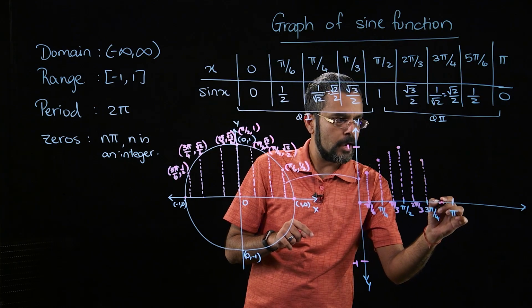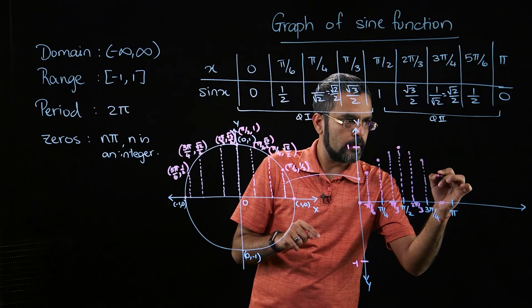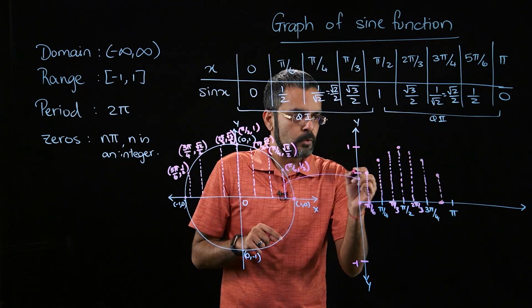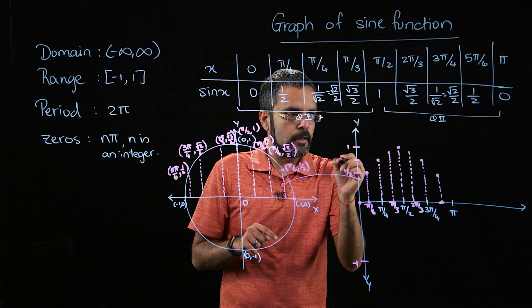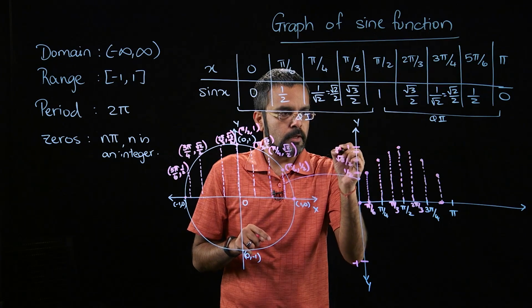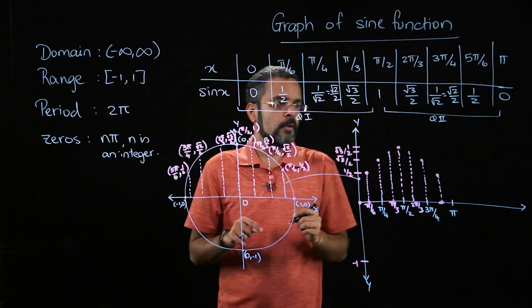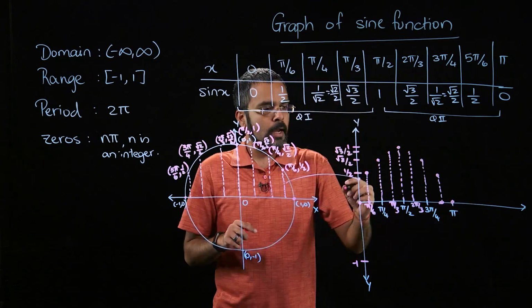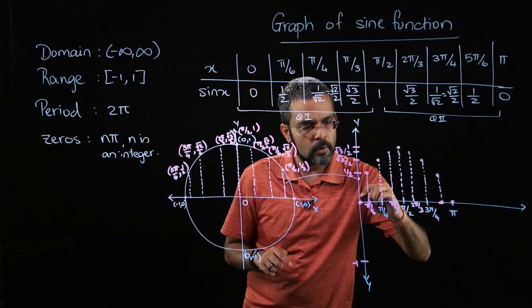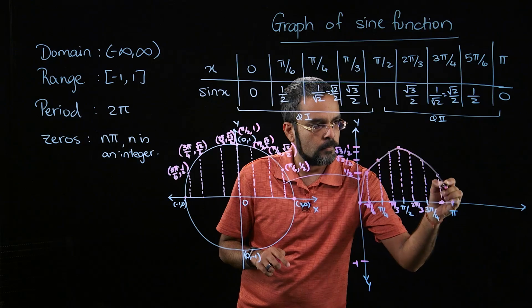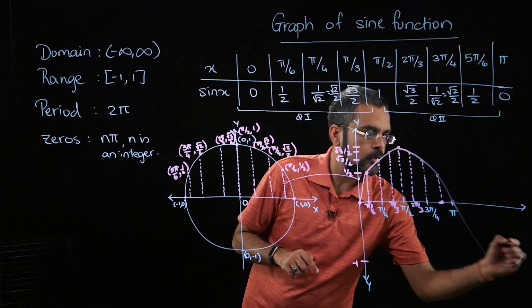And then at 5 pi over 6, I'm going to have another 1/2, right? So this is 1/2. This here is root 2 over 2, and this here is root 3 over 2. Okay, and then again, I have 0 here. So if I join my points, my sine graph is going to look something like that. Right, and then it's going to go down and so on and so forth.